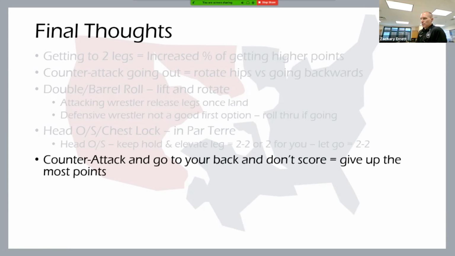Counterattacks, and you go to your back and don't score, you're going to give up the most points possible. So if you make a counterattack but you don't get them to expose, know that you will likely give up 4 points in that scenario. Because if it's standing and goes to danger and they don't go to danger, even if you made a direction change, even if you stopped them and did something, because they were the initial attacker, you're likely going to give up 4 points in that scenario.